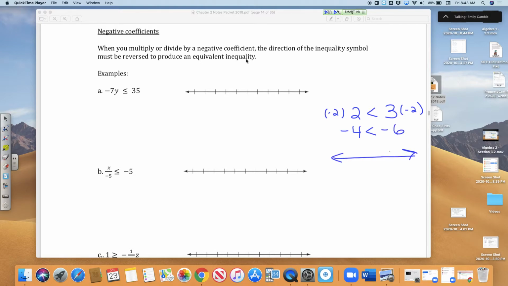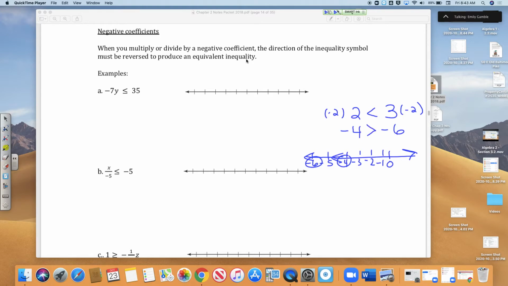Looking at the number line, if this is 0, negative 1, negative 2, negative 3, negative 4, negative 5, and negative 6, is it true that negative 4 is less than negative 6? Is negative 4 smaller than negative 6? No, it's closer to 0. It's actually larger. That's why when we multiply by a negative number, you have to actually flip the symbol.